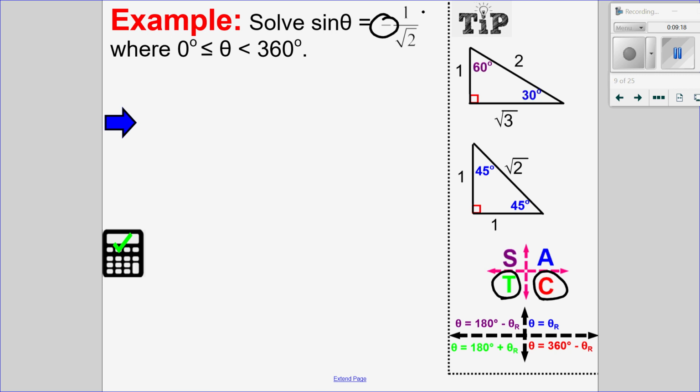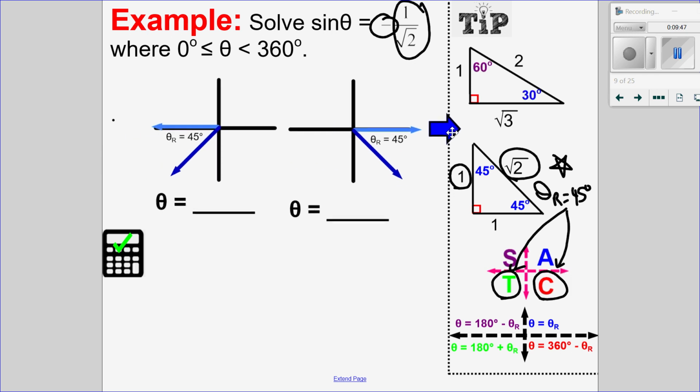Now I'll look at my number, which is 1 over root 2. Since I'm dealing with 1 over root 2, I know I'm in this triangle here. Now sine is opposite over hypotenuse. So that tells me that my reference angle is 45 degrees. So I'm going to take my reference angle of 45 degrees and place it in quadrants 3 and 4 to figure out what my angle is.